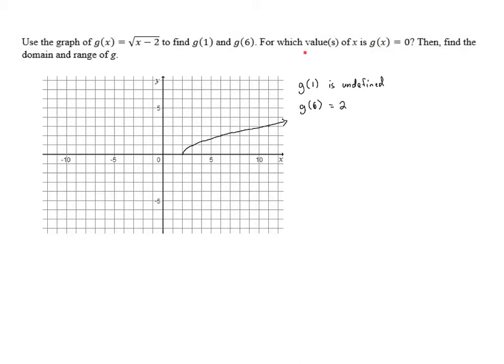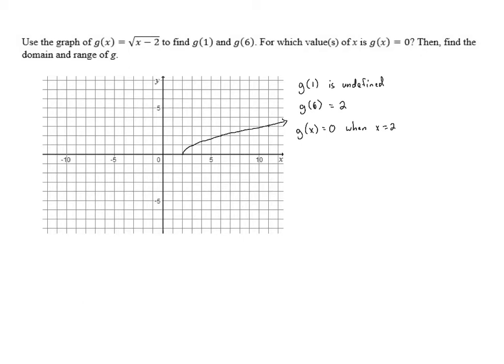Next, let's ask for which values of x is g of x equal to 0. Remember, g of x represents y, so we're looking for the points on the graph that have a y-coordinate of 0. If we look at 0 on the y-axis, and we look to the left and the right, we see that there's one point here that has a y-coordinate of 0, and the x value of that is 2, so we can say that g of x equals 0 when x equals 2.